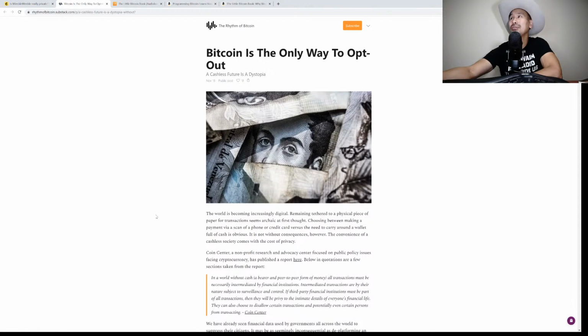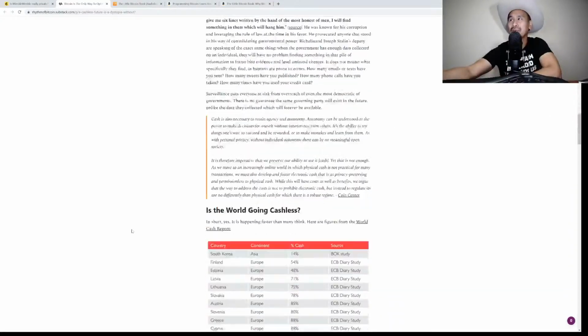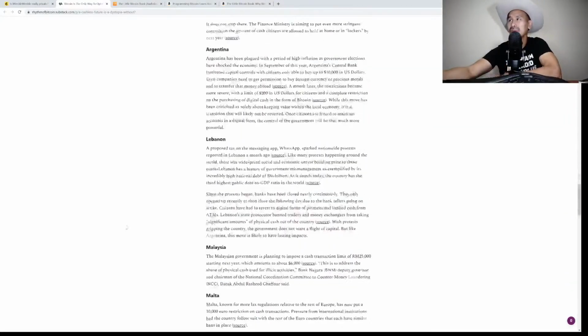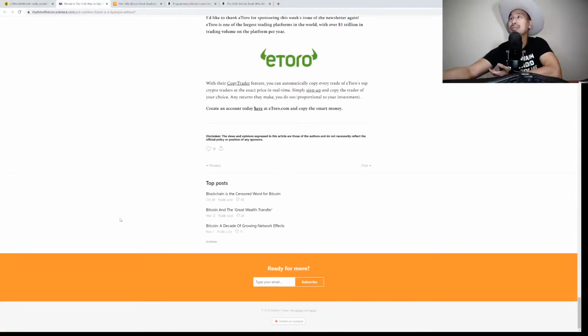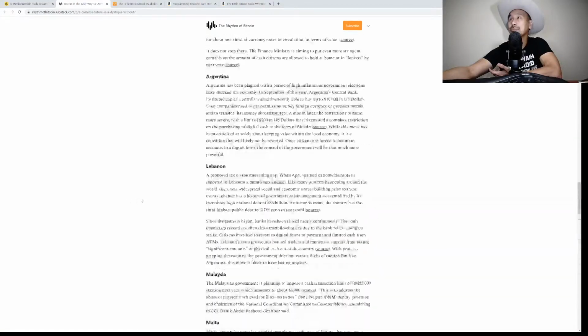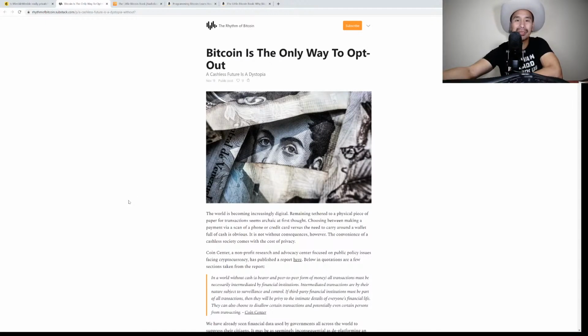Bitcoin is a way to opt out of a cashless future, from Rhythm of Bitcoin, a very good account. He's been writing some articles lately. I think he's also got a newsletter, but really cool stuff about what Bitcoin is and so on. In particular, cash is kind of disappearing, and that's something that we need to think about and talk about: why that's a big deal and how Bitcoin solves this particular problem.